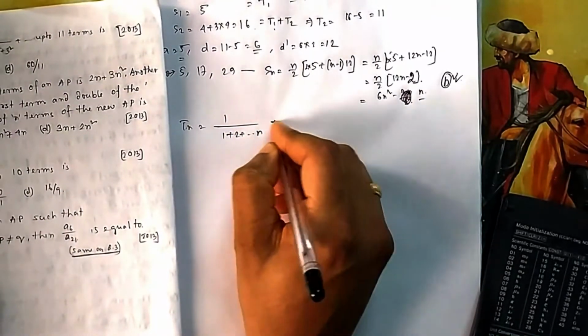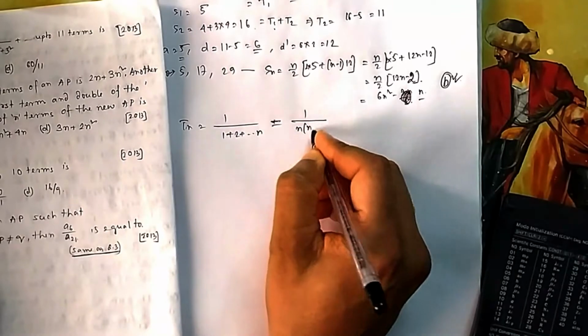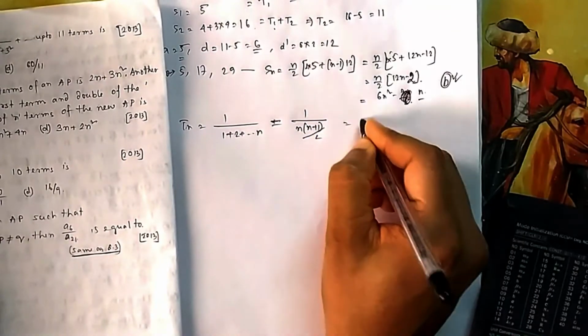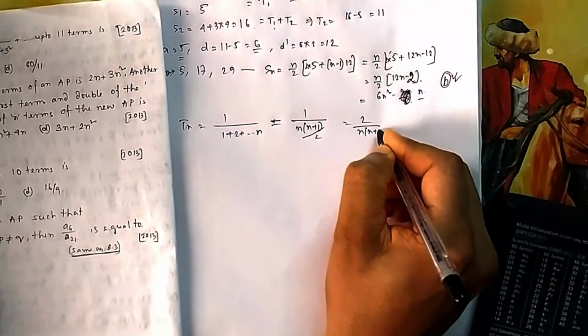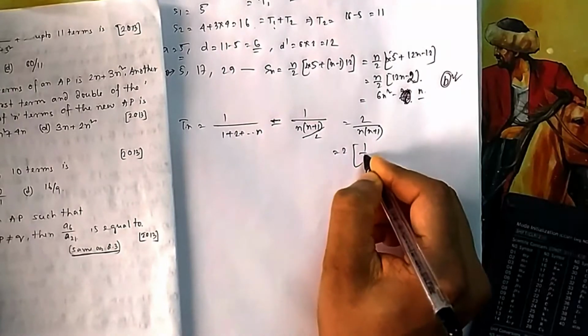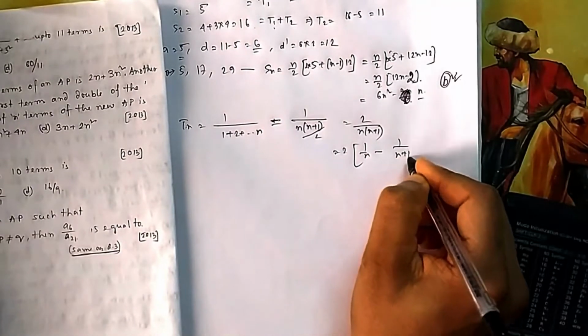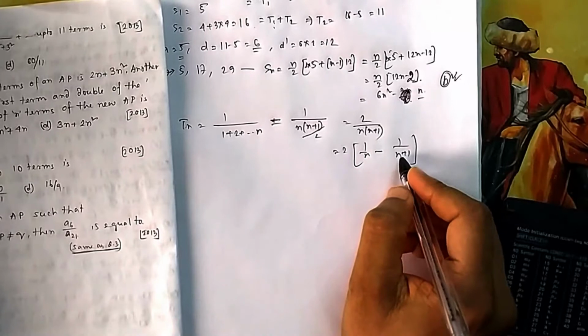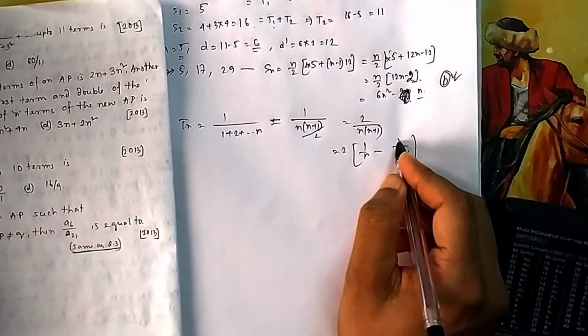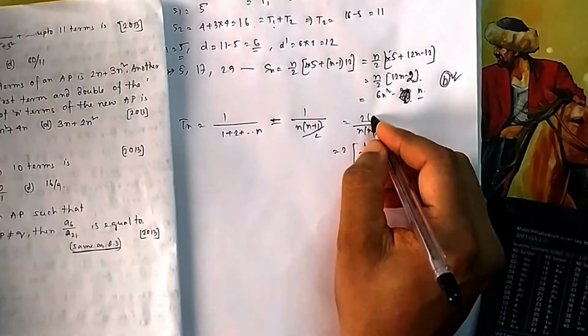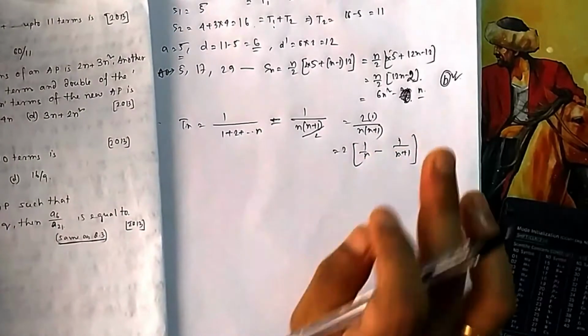So you know this summation formula, n into n plus 1 by 2. Which will be 2 by n into n plus 1. By now we know it will be 2 into (1 by n minus 1 by n plus 1). If you don't know, you put the minus and then check. If you do the LCM, n plus 1 minus n, so n gets cancelled and you get 1. So 1 is there already. So nothing I have to do.